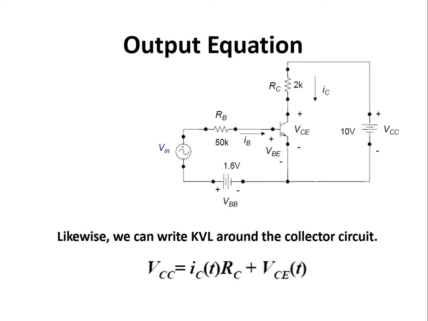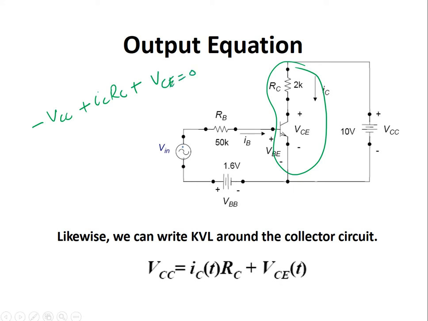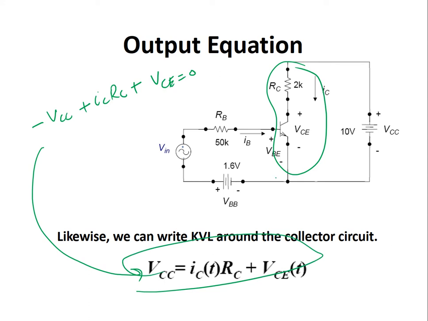Then we can go for the VCC loop. If we apply the KVL in this loop, you start here: minus VCC plus IC into RC plus VCE is equal to 0, or VCC will be equal to this one. Just apply the KVL here and we can calculate the other things.